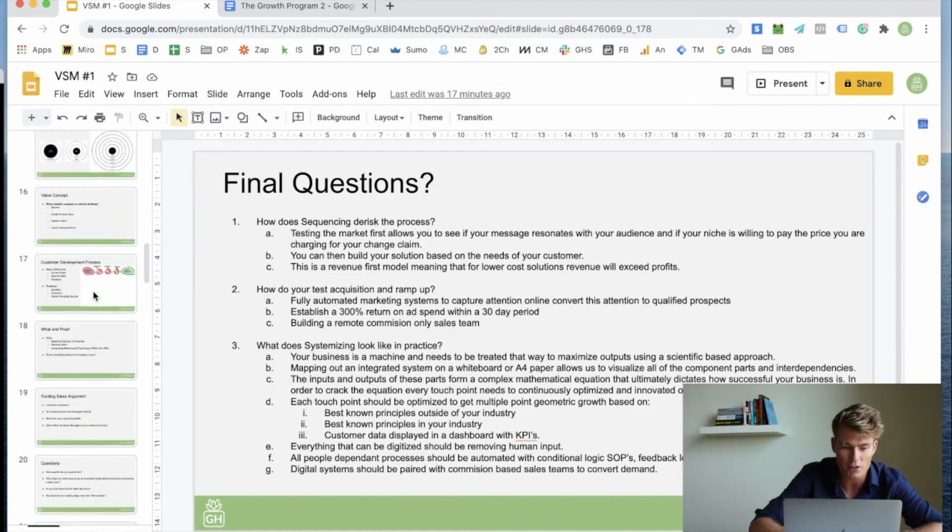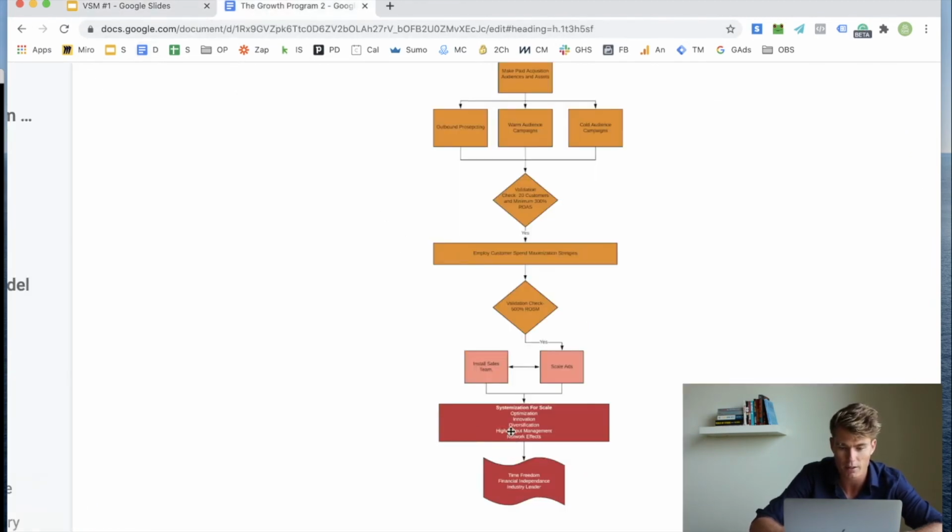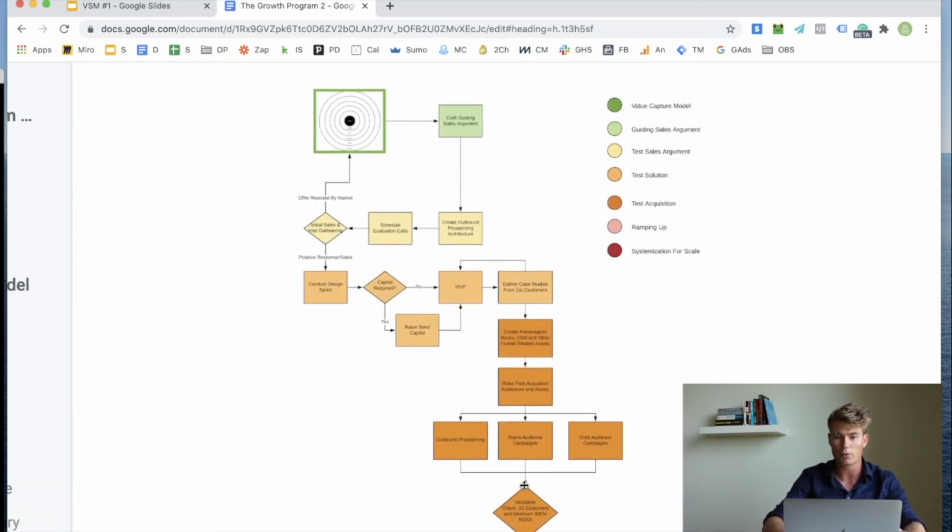So that summarizes the process, guys. Going back, I'll show here, this is the systemization for scale process, which comes through at the end. And at the end of this, we should be establishing ourselves as someone who has time freedom, financial independence, and someone who is an industry leader or a thought leader within our space, okay? That is the kind of position, that is the end game that we are looking for here. And that summarizes your process, guys.